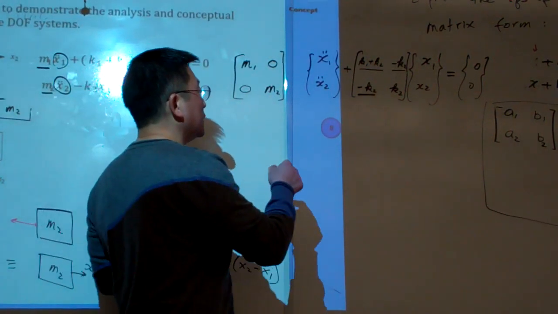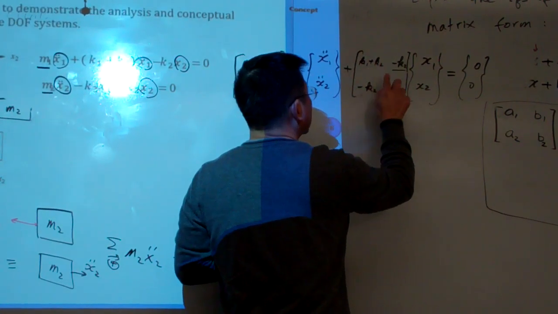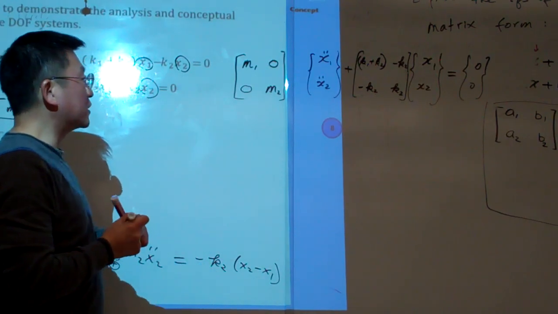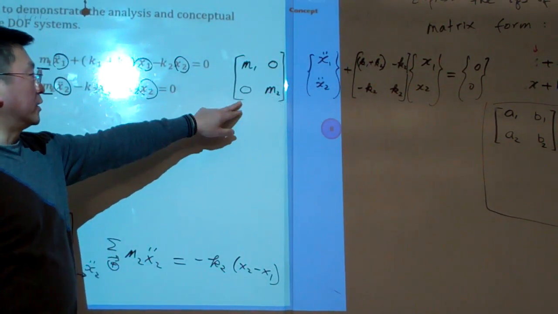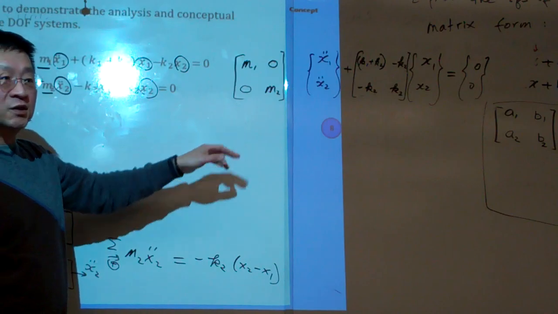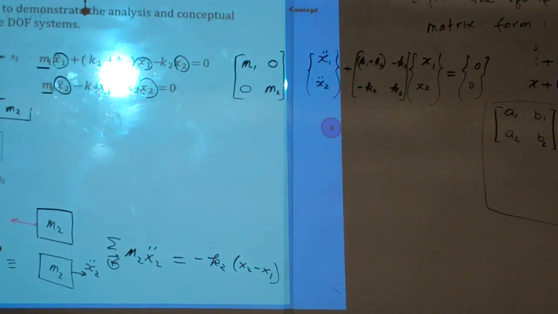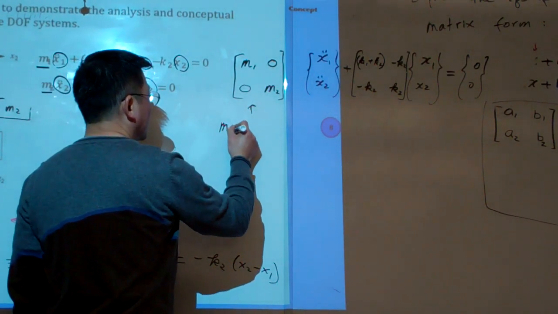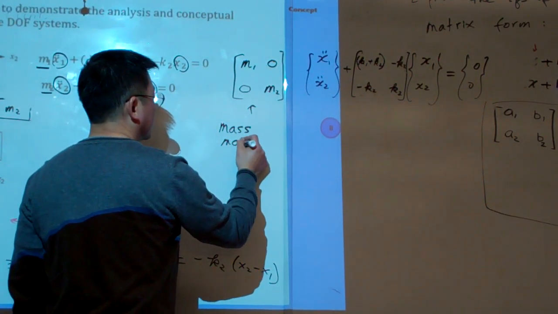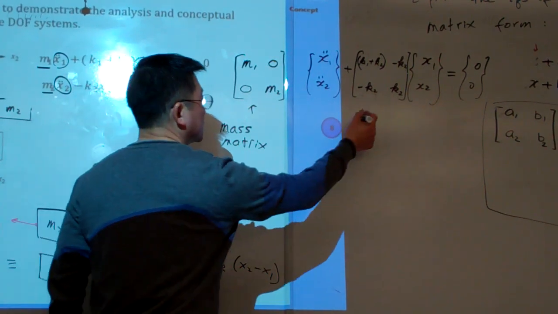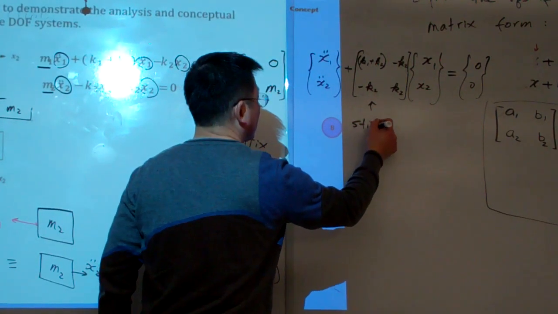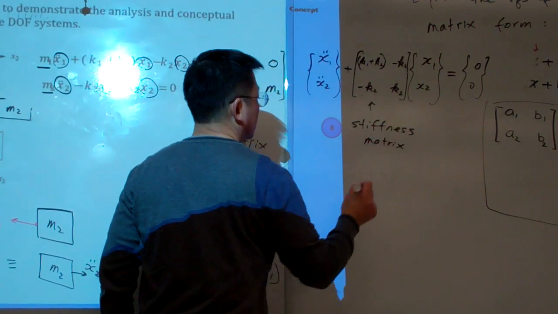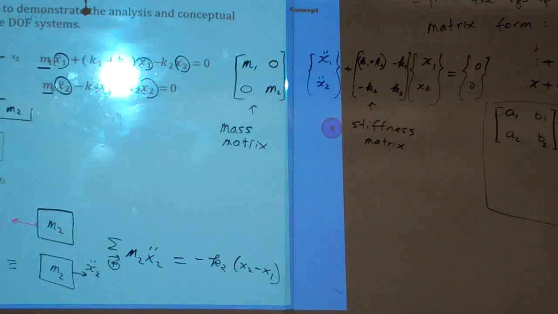Let me get rid of this bottom line here. If you like, you can use parentheses. So basically this is a 2 by 2 matrix, and this is a 2 by 2 matrix. Usually people call this the mass matrix, and this one is called the stiffness matrix.